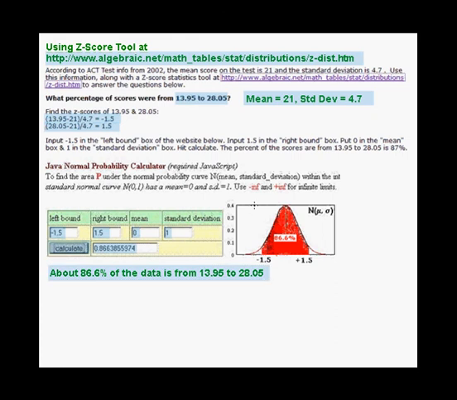And here I have a graphic showing on the normal curve what we have here. We have the percentage of data from negative 1.5 to positive 1.5. And those aren't nice even z-scores, so we need a computer or something to figure out those percentages for us.